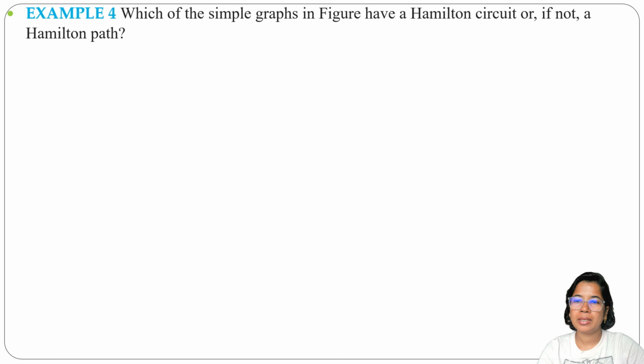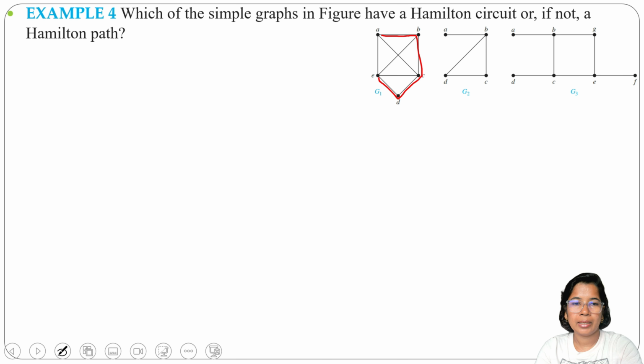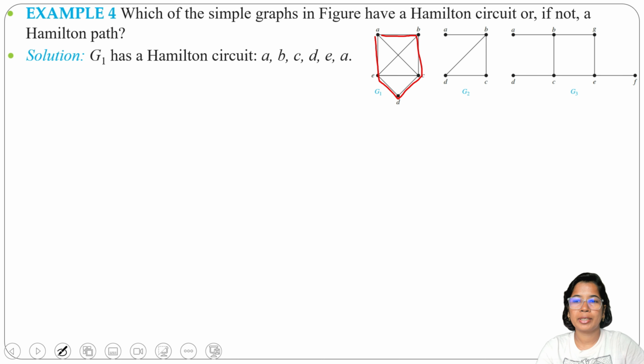Let's see one example. Example 4. Which of these simple graphs in the figure have a Hamilton circuit, or if a Hamilton circuit is not present, a Hamilton path? These are the figures. We have G1, G2, G3. We'll check whether a Hamilton circuit is present. If not, then whether a Hamilton path is present or not. Now check G1. In G1, we can start from A, B, C, D, E, A. Yes, we can reach A. So a Hamilton circuit is present, and a Hamilton path is also present. So for G1, both are present.